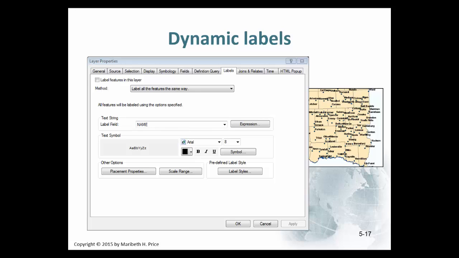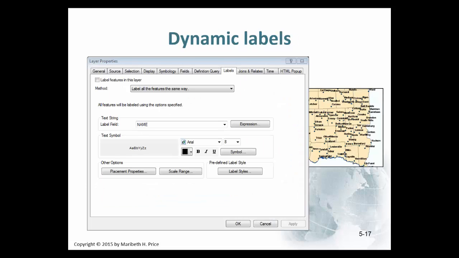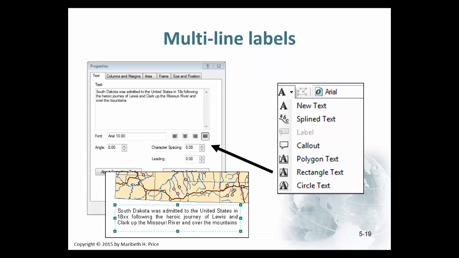Dynamic labels are very important and you want to get some comfort level on applying them. Often the switch to turn the labels on is overlooked in the upper left-hand corner. The labeling method is also very important. Should all the labels be the same way, or should they be different based on symbol settings? A variety of different types of graphics text can be added from the text tool on the Draw toolbar.